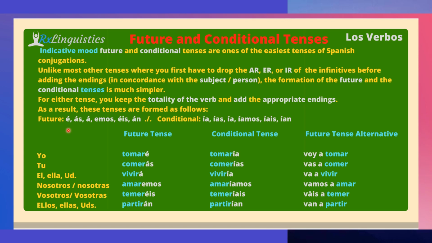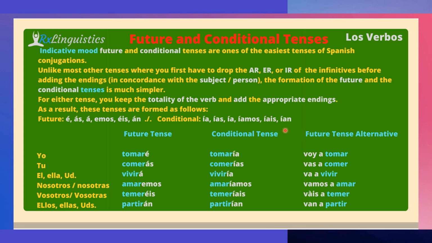What you do, you keep the whole verb and then you just add the appropriate ending, which means for the first person singular, you add é. The next, you add ás, á, emos, éis, and án. Okay, with the accent on the appropriate vowel. For the conditional, you add ía, ías, ía, íamos, íais, ían.